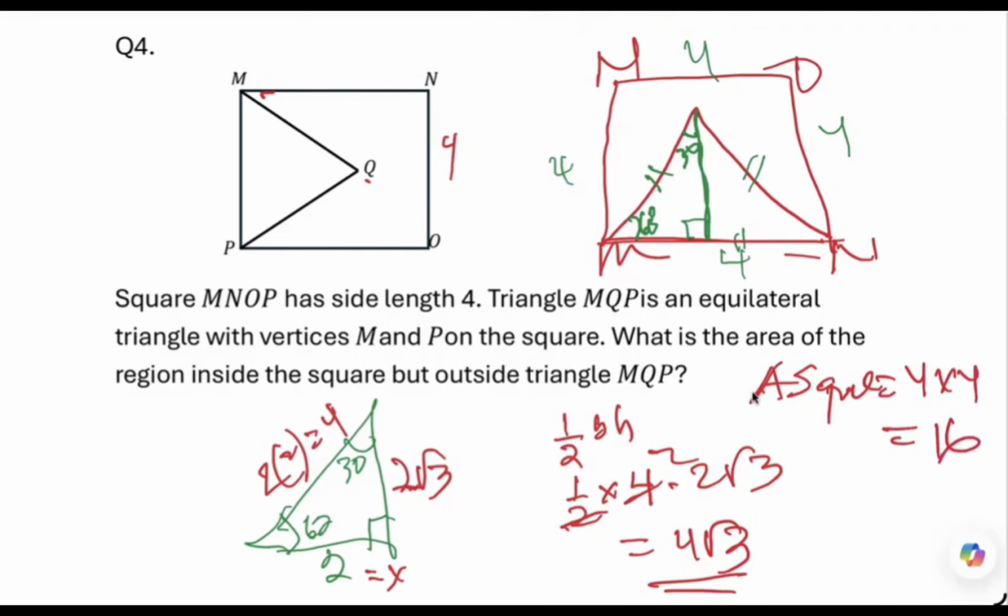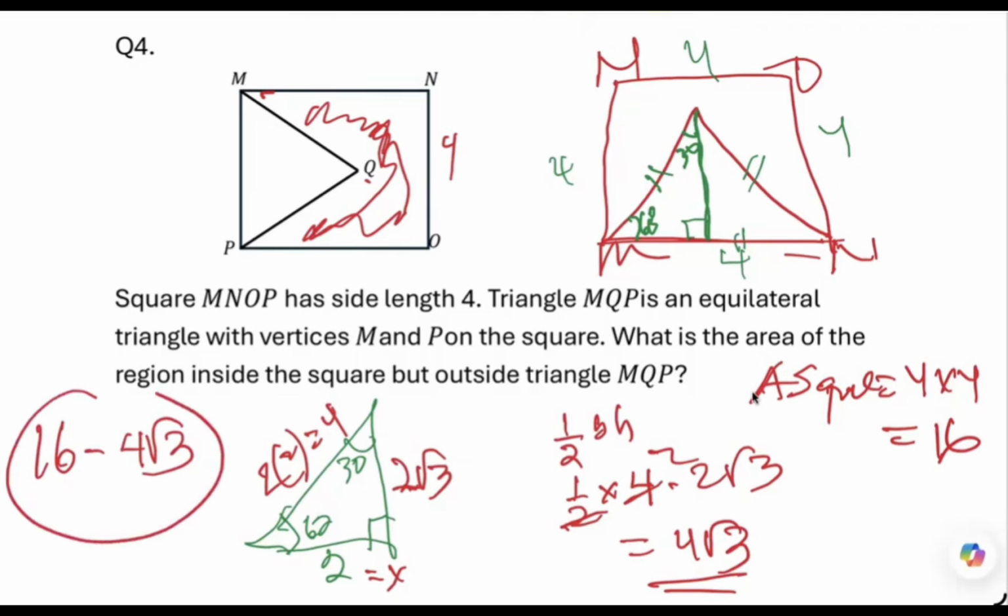Now, the area that we've got to calculate, this is the shaded area. There is no shading, but the area outside the region of the equilateral triangle but inside the square, you just subtract it. Therefore, 16 minus 4 square root of 3. This is your right answer. It's a critical thinking question. You know how to do it. You just have to apply some strategy to answer this question.